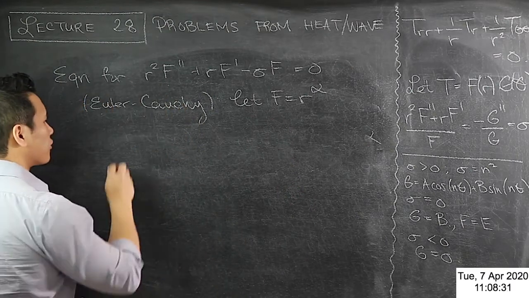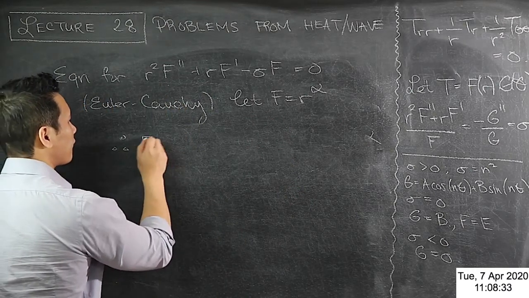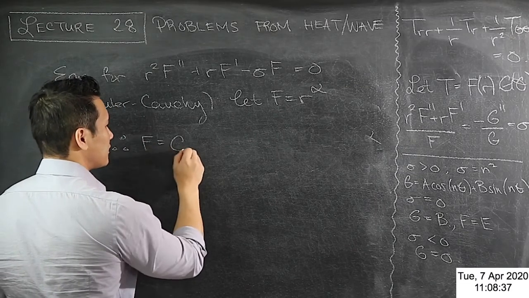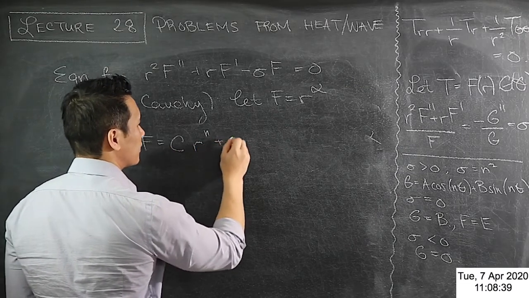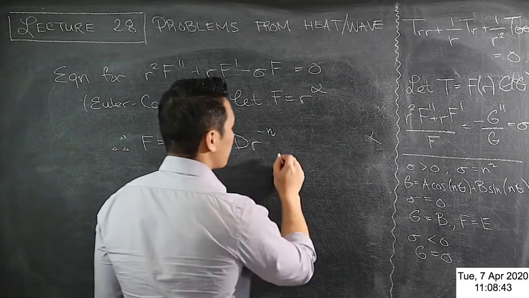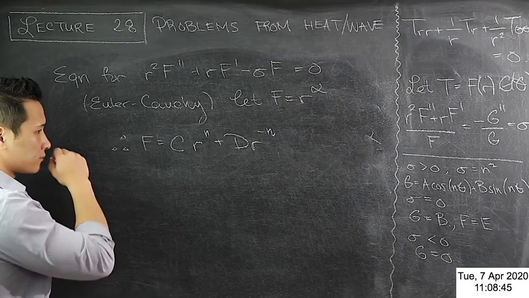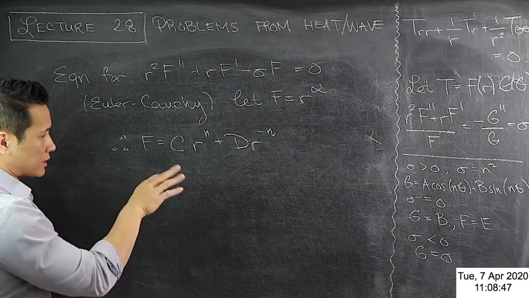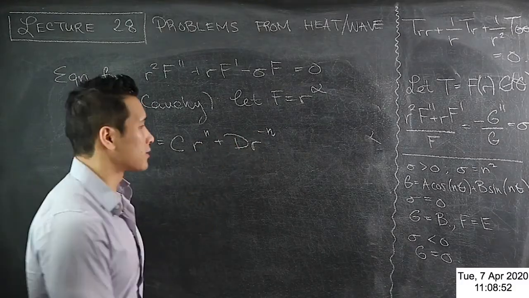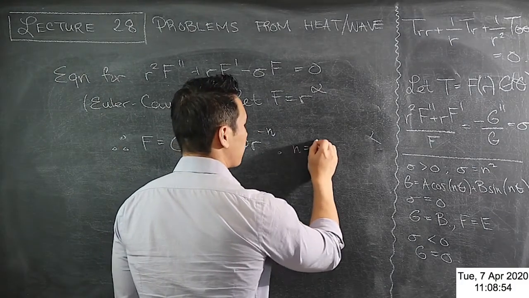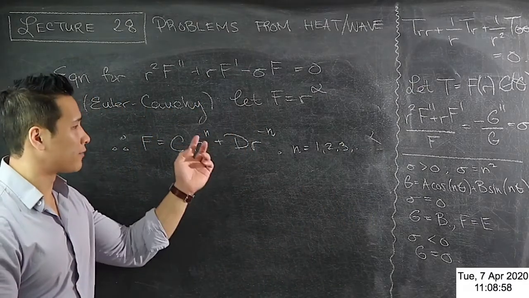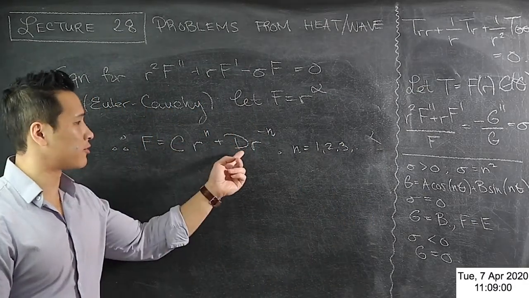And so therefore you conclude that f is equal to, let's do c and d, c times r to the n plus d times r to the minus n. Okay? It doesn't matter whether n is positive or negative because it just reverses the roles of these two things. So we're free to take n to be 1, 2, 3, and so forth. If n is negative, then what you call c is now your d, and what you call d is now your c.